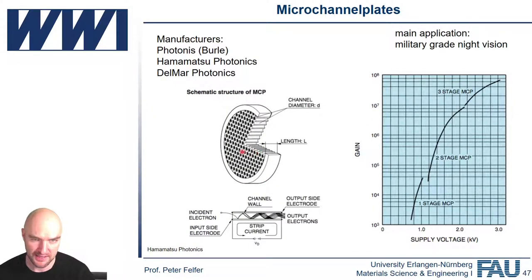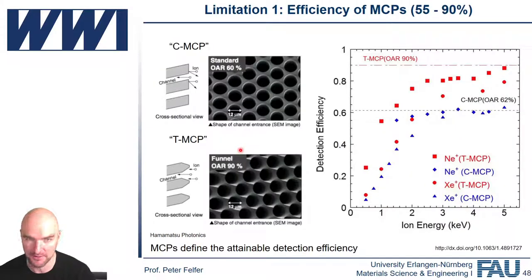So as I said, if the atom strikes between the channels, it's not amplified. But that has been reduced drastically in the last couple of years by using so-called funnel MCPs. And all modern atom probes that you can buy currently use those funnel MCPs, and they are essentially processed MCPs where the areas between the holes are at an angle, like a funnel. So you have an open area ratio that used to be 60% and is now 90%.